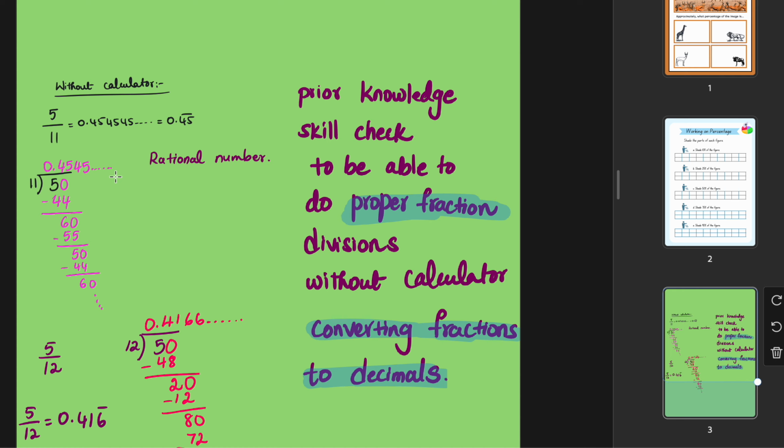The pattern keeps repeating. Which pattern? 0.45, 0.4545. So instead of writing this as long repeating numbers, we can just say 0.45 with a line on the top.